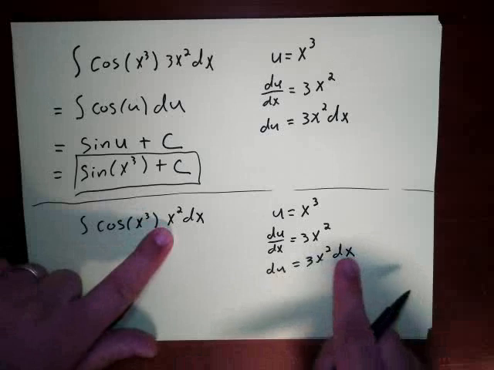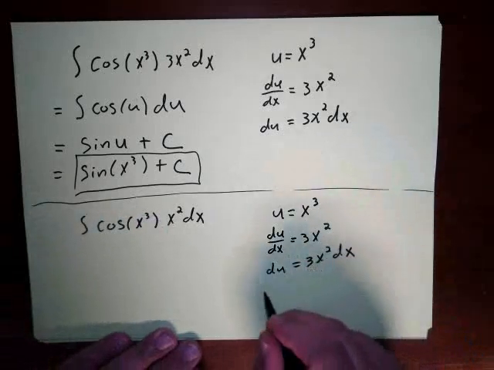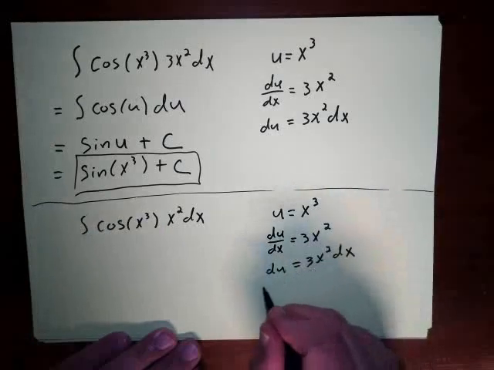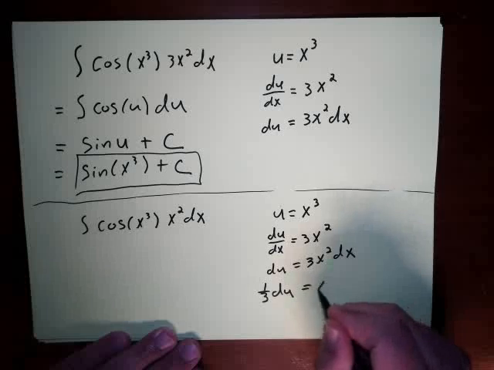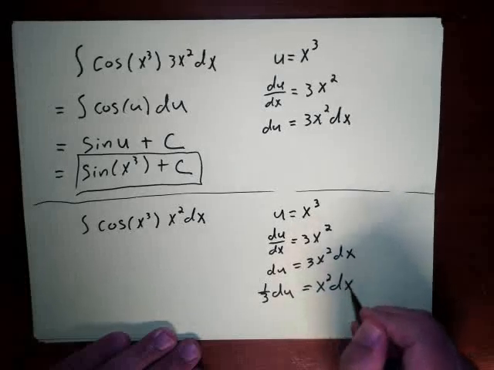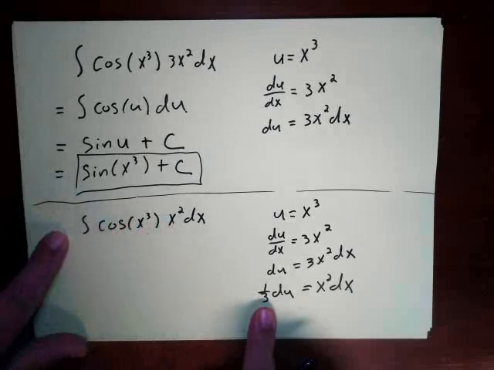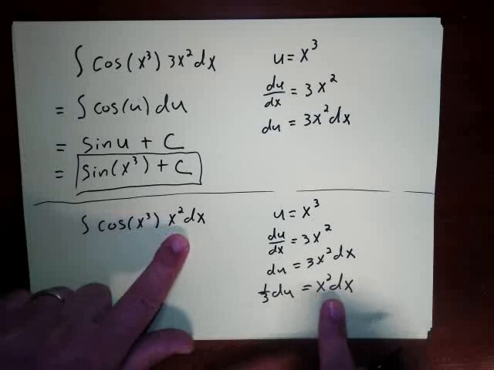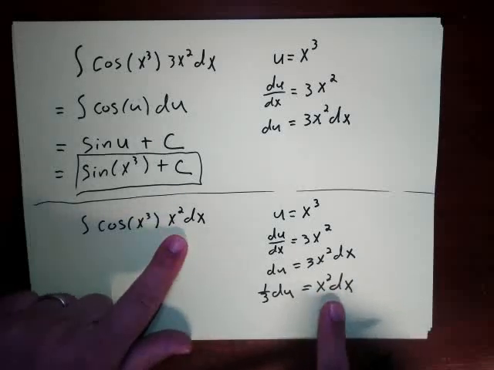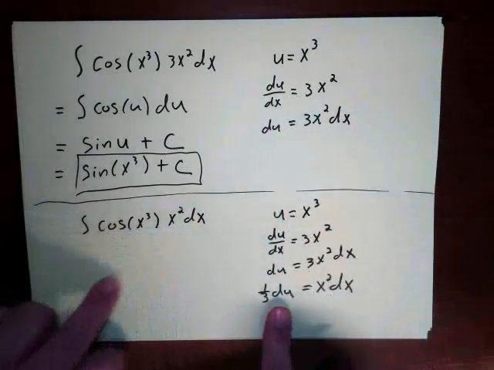Okay, but if you're dealing with just a constant, then what I could do here is take the 3 and bring the 3 to the other side. 1/3 du is equal to x squared dx. As long as this is just a constant multiple that you can pull out, you're good to go. Now I have the substitution for x squared dx. What do I substitute here? Not just du like I did here, but 1/3 du.